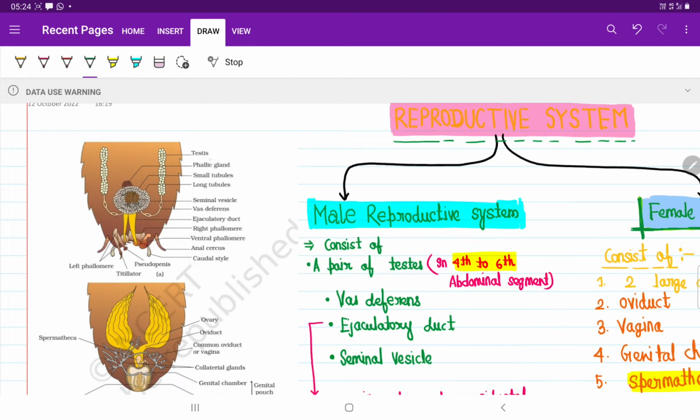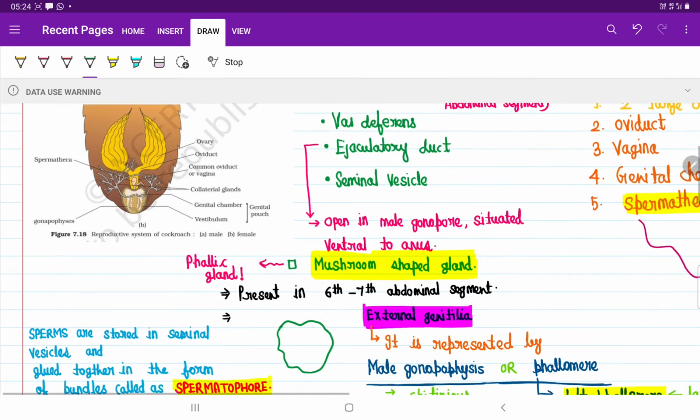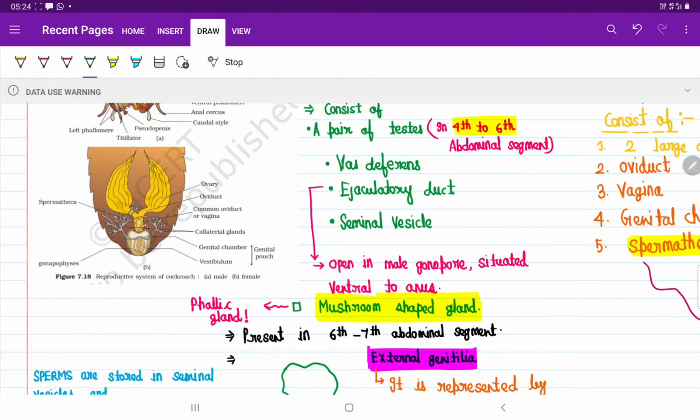And then you see here they have one gland also. That gland is called the mushroom gland. I'm not talking about the phallic gland. We have one mushroom-shaped structure that is called the mushroom gland. Are you observing so many thousands of fine tube-like structures? All these fine tube-like structures form the mushroom gland. This mushroom gland is present at the 6th to 7th abdominal segment, and its secretion nourishes the spermatozoa.